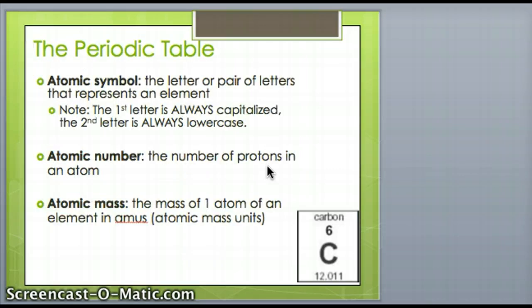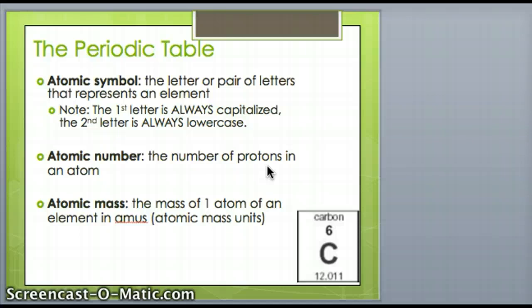All right, so the atomic symbol represents the element. The first letter of an atomic symbol is always capitalized. If there's a second letter, it's always lowercase. This is incredibly important for later.